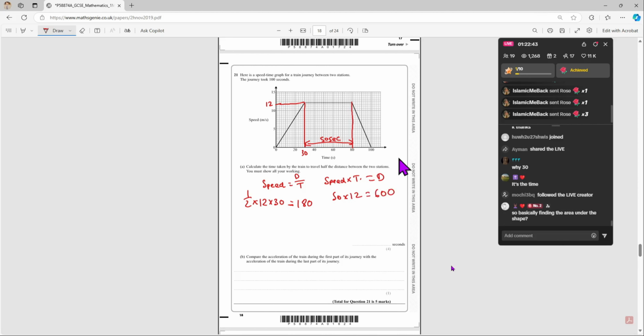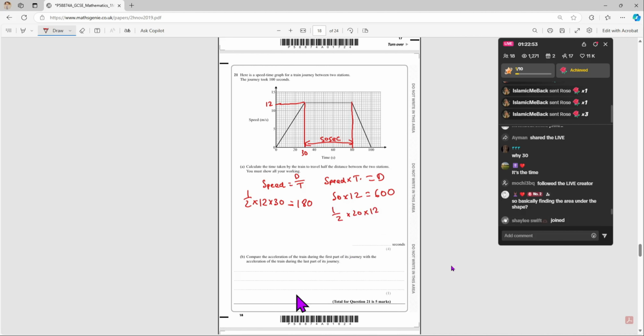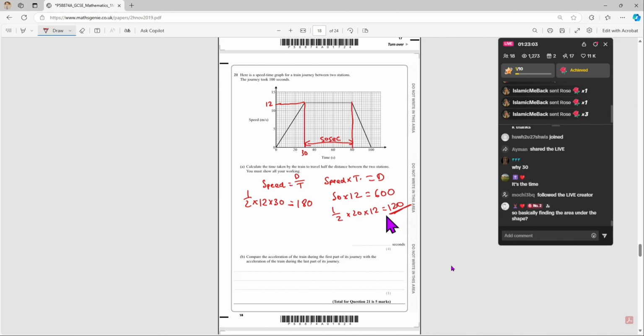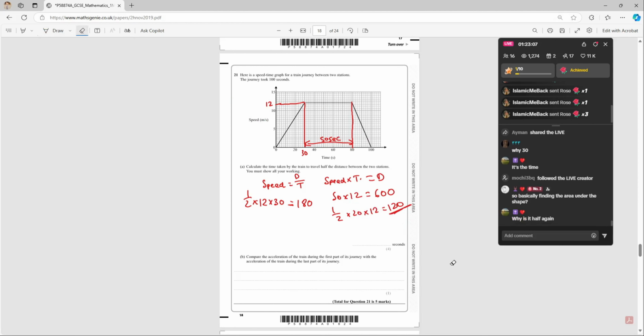And then the slope down after the half times 20 times 12. Yes, so basically you're finding the area of the shape underneath. That'll give you 120. So basically work out the area.